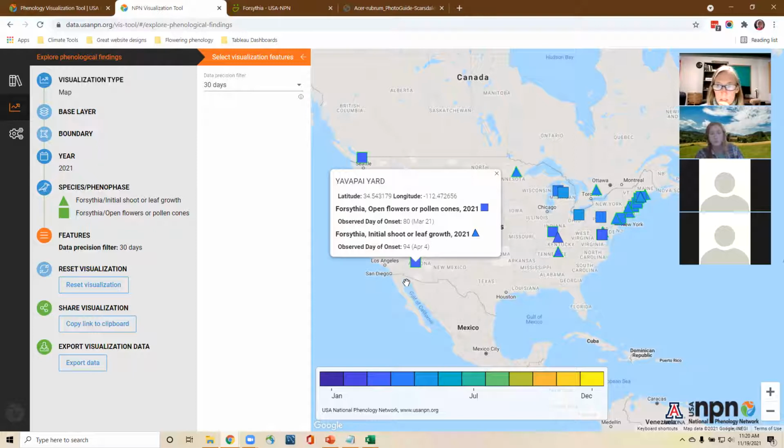So another thing to keep in mind is this is showing us all the onsets, but it's also restricting to only show the onsets where there's a prior no. We always emphasize that those negative observations where you're saying, no, I didn't see anything, are really important because they help you to have a more precise onset estimate.